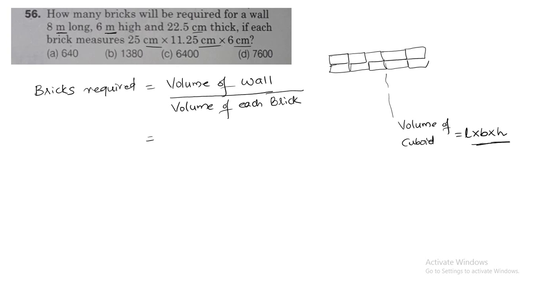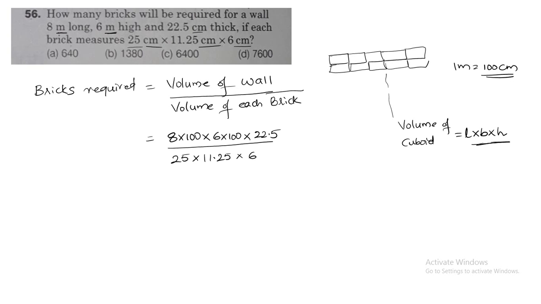Now 1 meter is equal to how much? 1 meter is equal to 100 centimeters. So 8 meters I can write as 8 into 100, and 6 meters as 6 into 100, into 22.5, divided by the volume of each brick. The volume of each brick means we consider these values, so I can write this as 25 into 11.25 into 6.